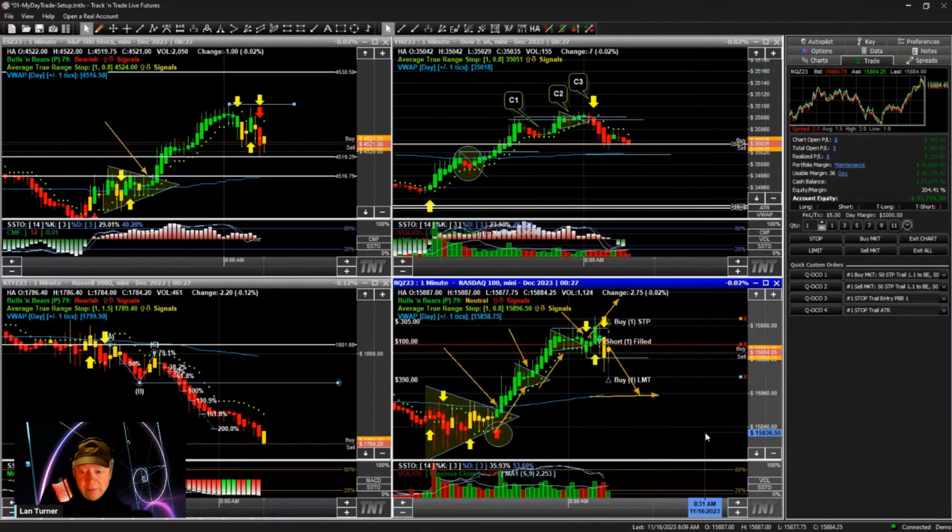So oftentimes that'll pull all the way back to our entry point. It makes you feel bad because you were up $280 and you're like, well, why didn't I just scalp it out? Well, because I was looking for it to go longer. I wanted to go farther down.